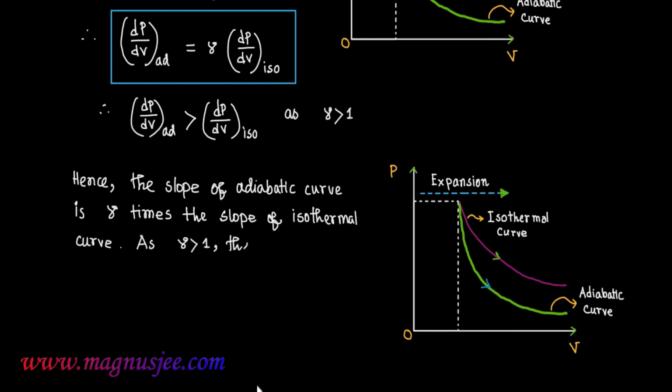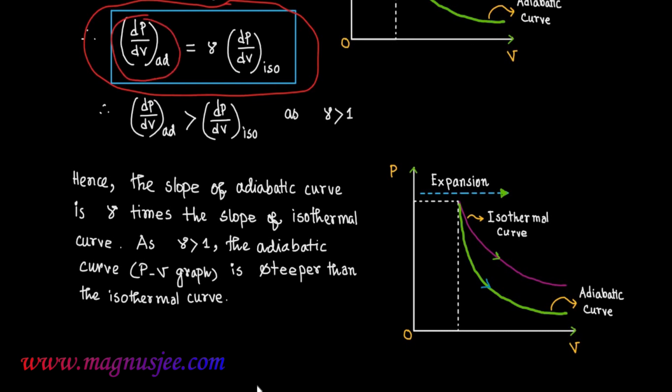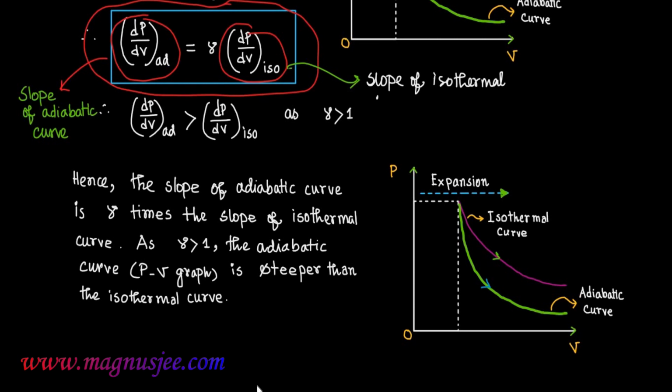As gamma is greater than 1, the adiabatic curve, the P-V graph, is steeper than the isothermal curve. In this case, (dP/dV) ad is the slope of the adiabatic curve, and (dP/dV) iso is the slope of the isothermal curve.